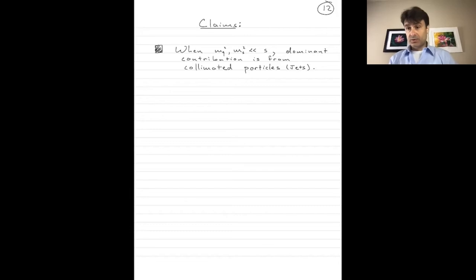Okay, and in fact, what I'll show with at least one sample calculation is that, at least order by order in the graphs in perturbation theory, the dominant contributions are from these collimated beams when s is much larger than the masses squared. So it makes sense then that what we see when we have these collisions is basically sprays of particles.